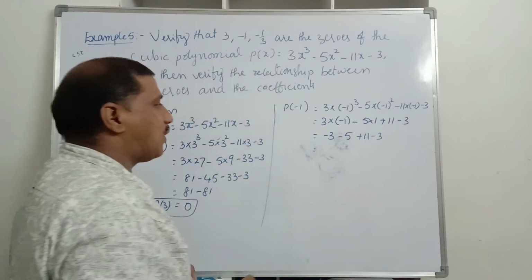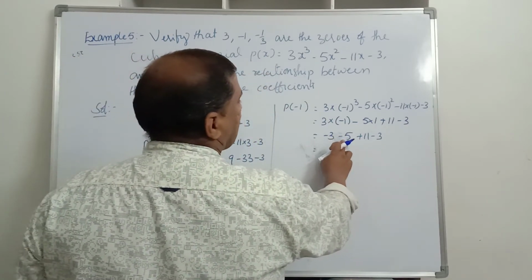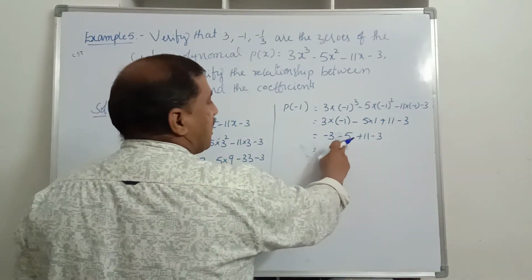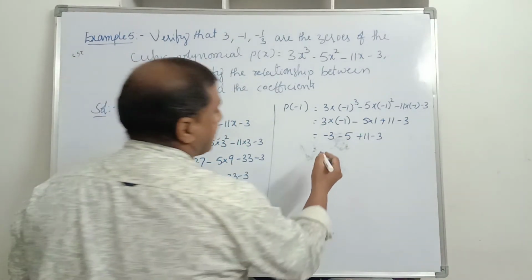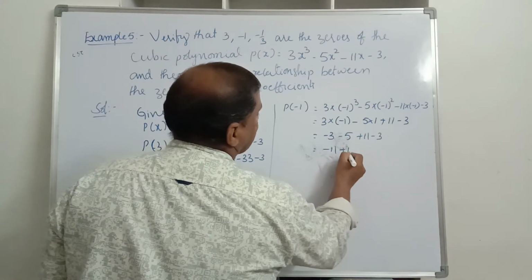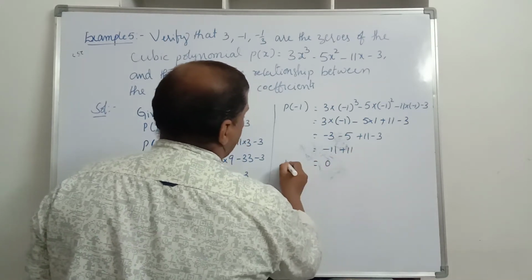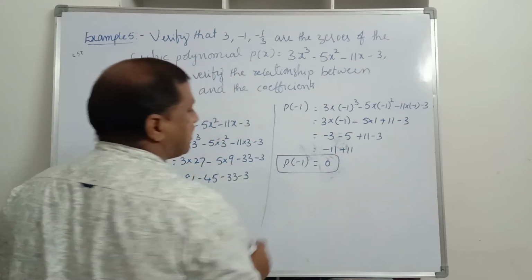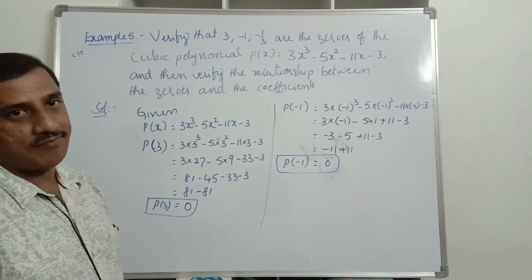Again add all negative numbers. Minus 3, minus 5 and minus 3. Minus 3 minus 5 is minus 8. Minus 8 minus 3 it is minus 11. So minus 11 plus 11 is equal to 0 we got. Therefore we can say that minus 1 is also one of the zeros of the given polynomial.